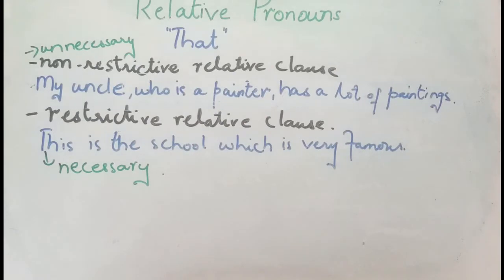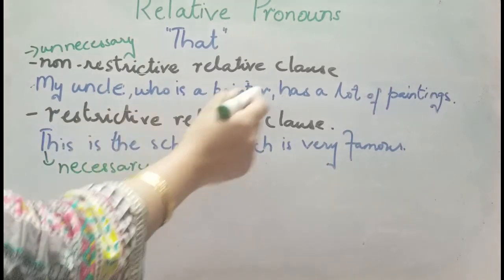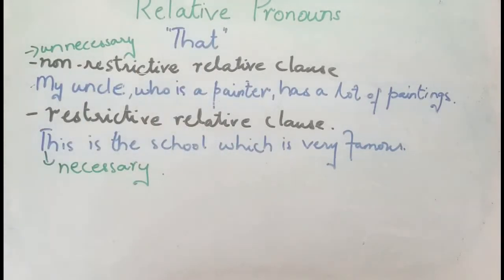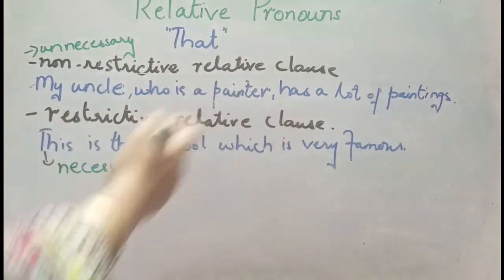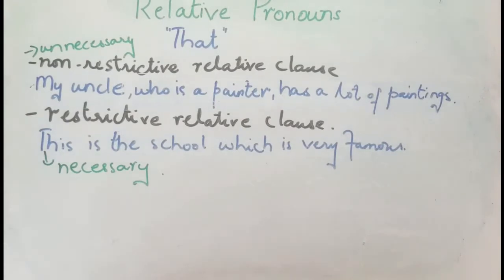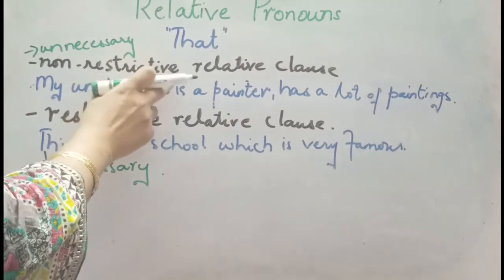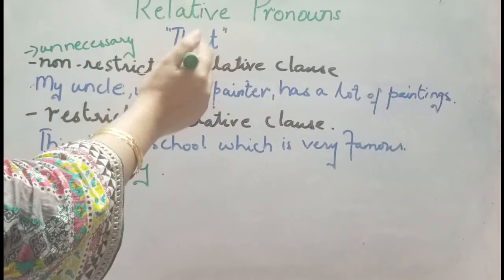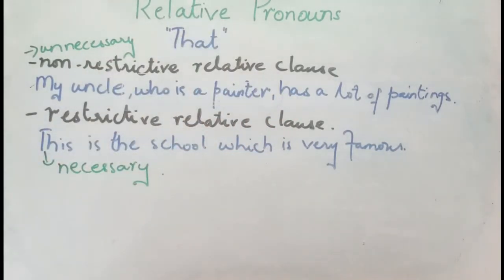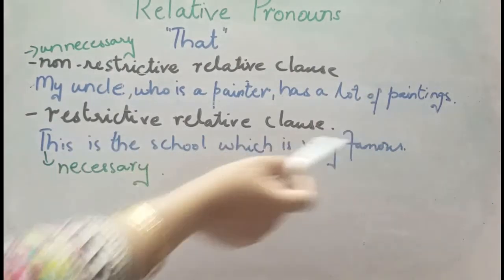So sometimes when the information is very necessary to be added, you name it a restrictive relative clause. Now why did I use this? Now I'll explain why. In a restrictive relative clause, who and which can be replaced by that, but in this case you cannot possibly replace who and which with that. For example, I couldn't say my uncle that is a painter has a lot of paintings. No, you cannot use that. I could have used over there, this is the school that is very famous.